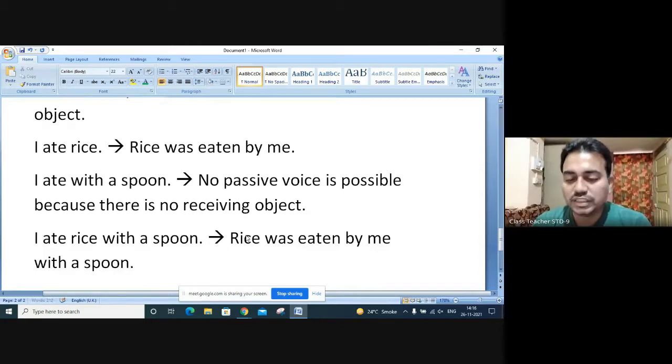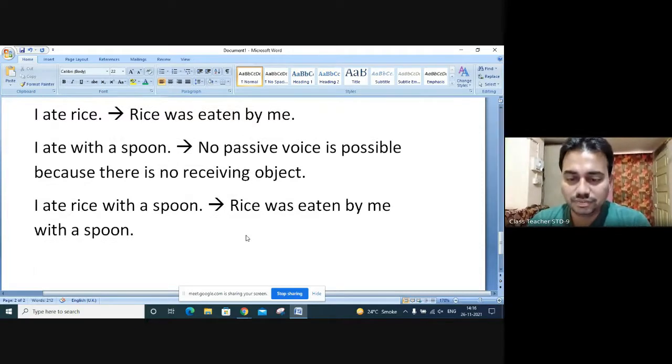What will happen to the second object, the non-receiving object? It will remain there as it is. Right? Clear? I ate rice with a spoon. So this is the exception that we wanted to talk about. There is another very important exception. There are some tenses whose passive voice is not possible.